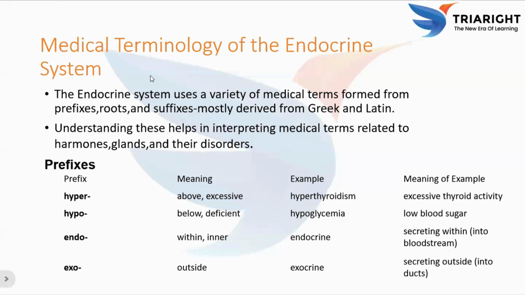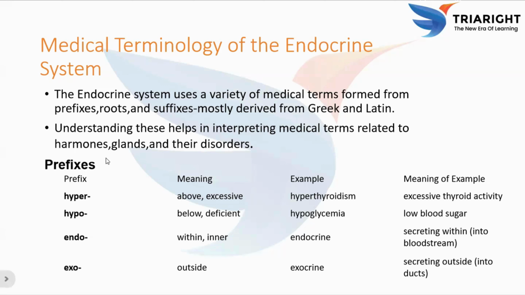And now you all know that we have medical terms for each and every specific part of the endocrine system. The endocrine system uses many medical terms that are built from prefixes, roots and suffixes. Most of them come from Greek and Latin. So why do we need medical terms in the scientific background? They help us to break down and understand the terms easily, to identify the meaning of hormone names, gland names, and diseases related to the endocrine system.